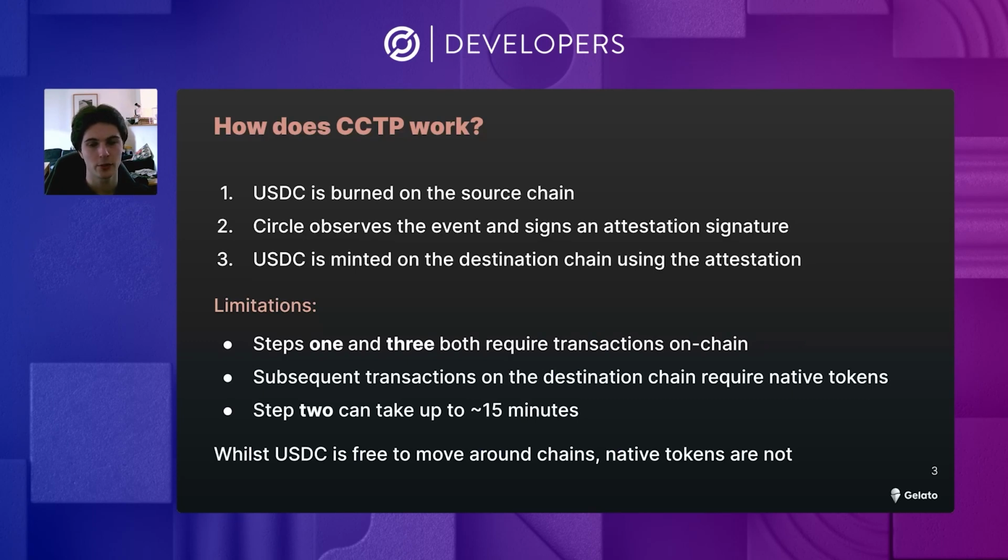In addition, subsequent transactions on the destination chain also require native tokens. So even if we're able to transfer USDC from Ethereum to Avalanche, we still require native tokens on Avalanche to continue interacting or transacting with this USDC. And last but not least, the second step, so waiting for this attestation signature, can take up to around 15 minutes, and the user has to wait for this attestation before manually issuing the mint transaction on the destination chain, which introduces quite a bit of waiting time for the user. The bottom line is that whilst USDC is free to move around chains, the native tokens required to interact with it are not.